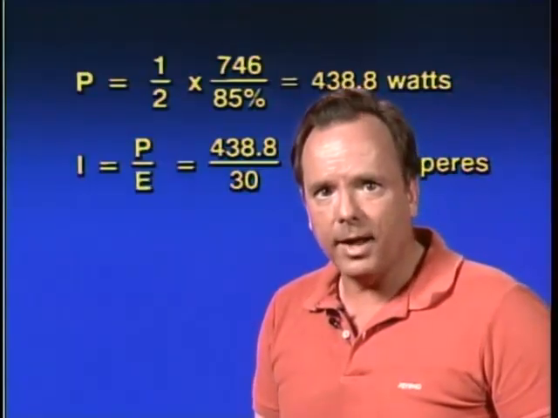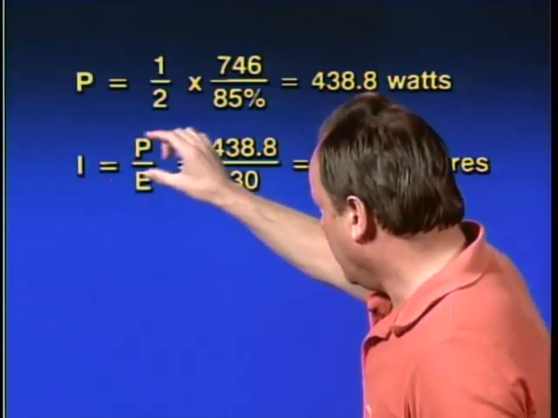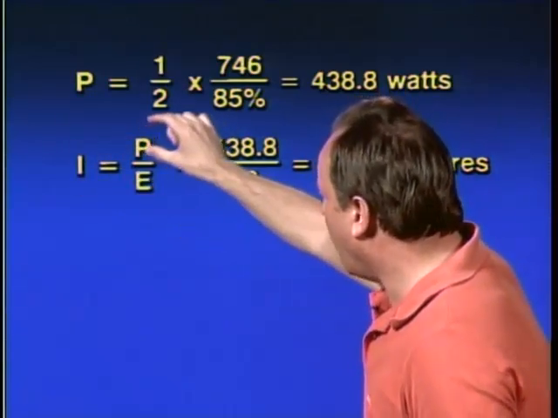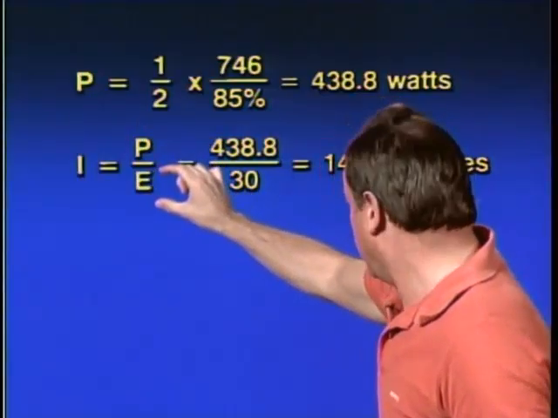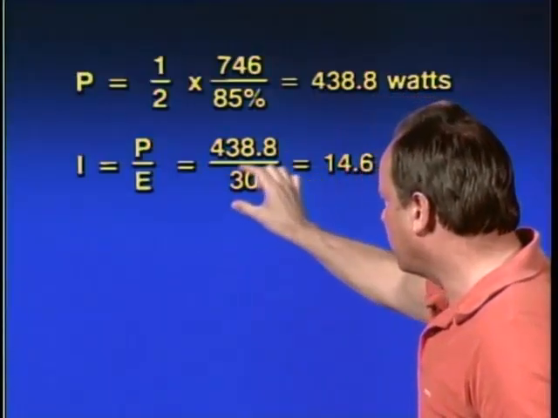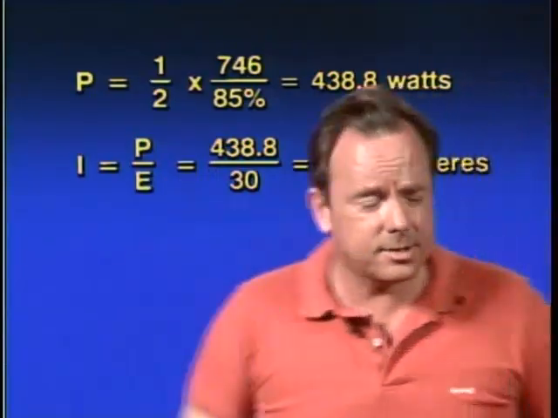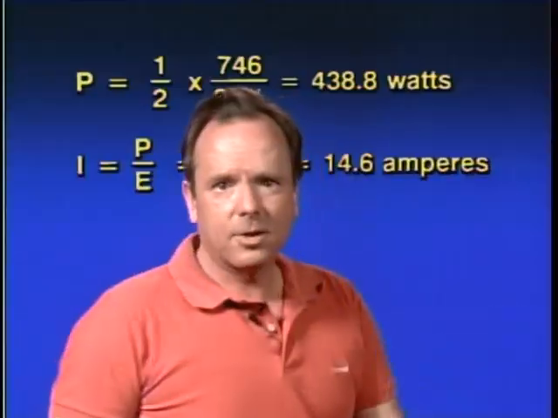But hold the phone, they asked us for amps, and the formula for amps is the current equals the power in watts divided by the electromotive force in volts, and the power is 438.8 divided by the 30 volts, and so the current is 14.6 amps, and that's the answer to that question.